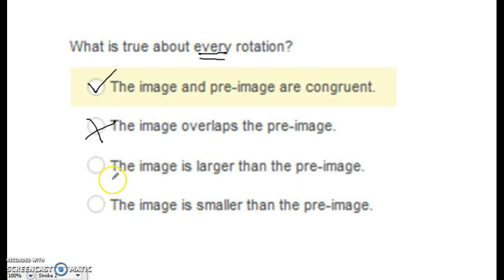The image is larger than the pre-image. That's definitely not true. That's only true in a dilation. And then the image is smaller than the pre-image. Again, that's only true in a dilation. It's a rigid transformation, so the image and the pre-image are going to be the same shape and same size.